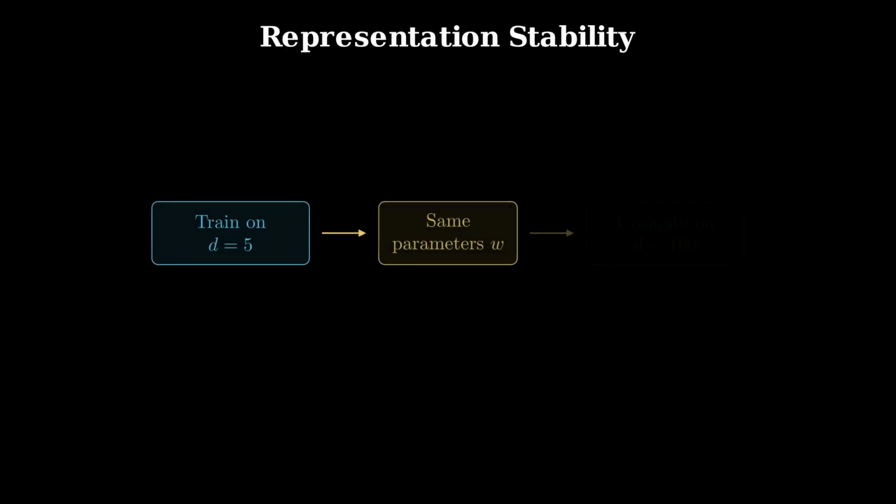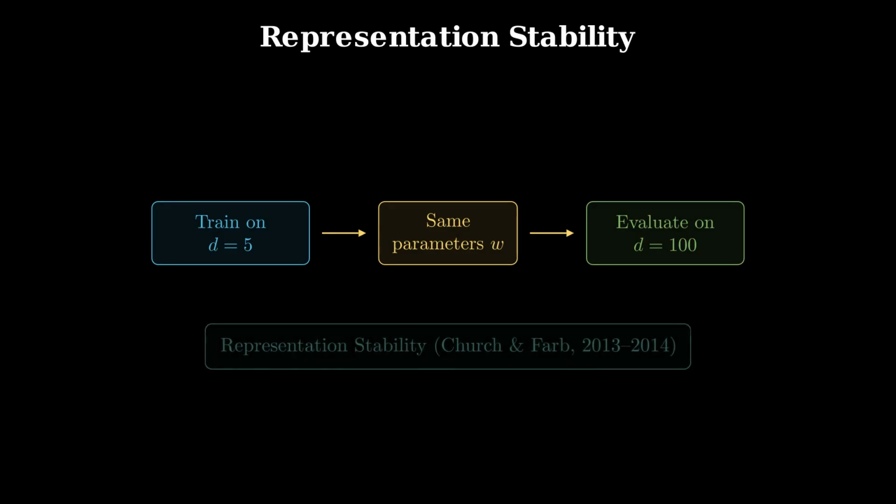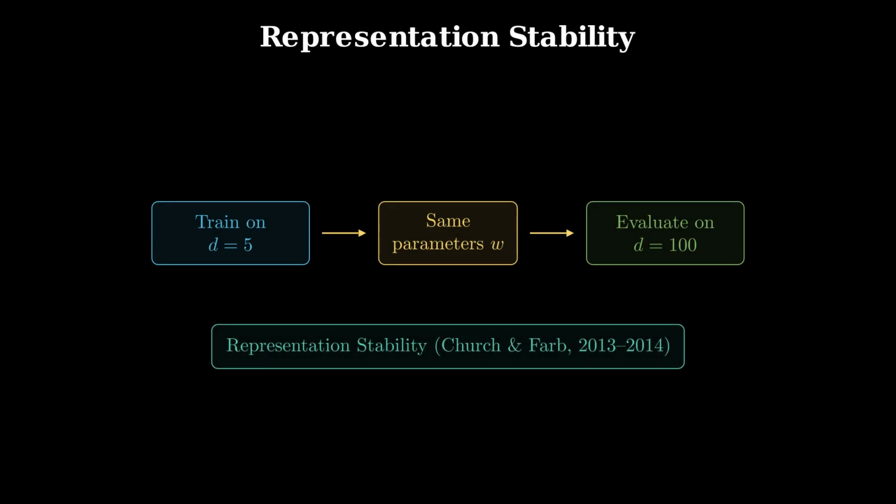In general, for degree k permutation invariant polynomials, the number of parameters equals the number of integer partitions of k, which is approximately e to the power c root k. This grows with k but is completely independent of d. This is representation stability. The key insight: learn these few parameters from low-dimensional training data, then apply the exact same model to high-dimensional test data. The mathematical foundation comes from representation stability, a phenomenon in algebraic topology discovered by Church and Farb.